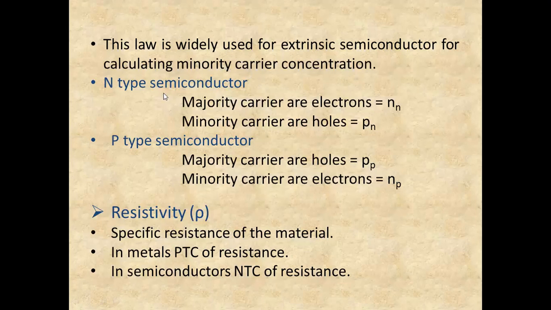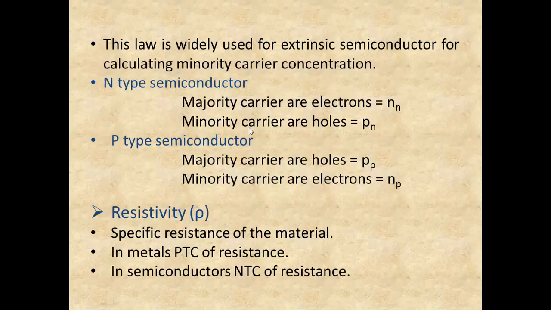For the n-type semiconductor, n represents electrons, and for the p-type semiconductor, p represents holes. So in n-type, the majority carriers will definitely be electrons and the minority will be the holes, so we have indicated holes with p. And for the p-type semiconductor, the majority are holes definitely, and the minority will be electrons. So again this law helps you to find the minority carrier concentration.